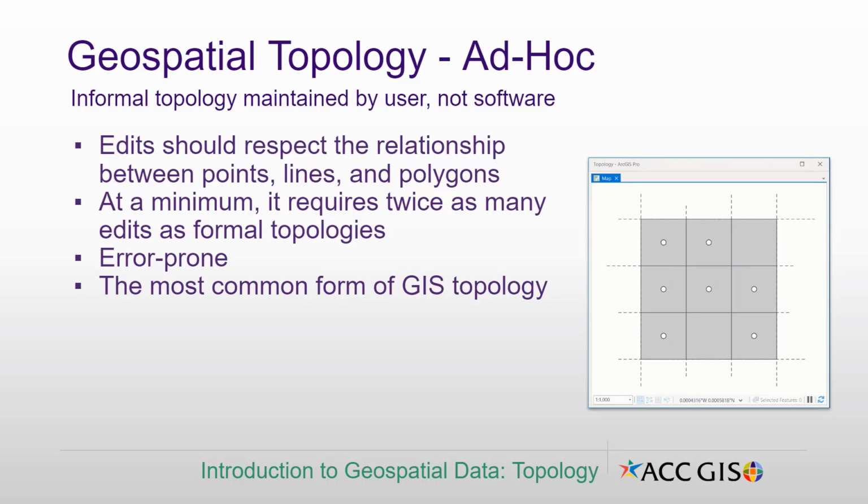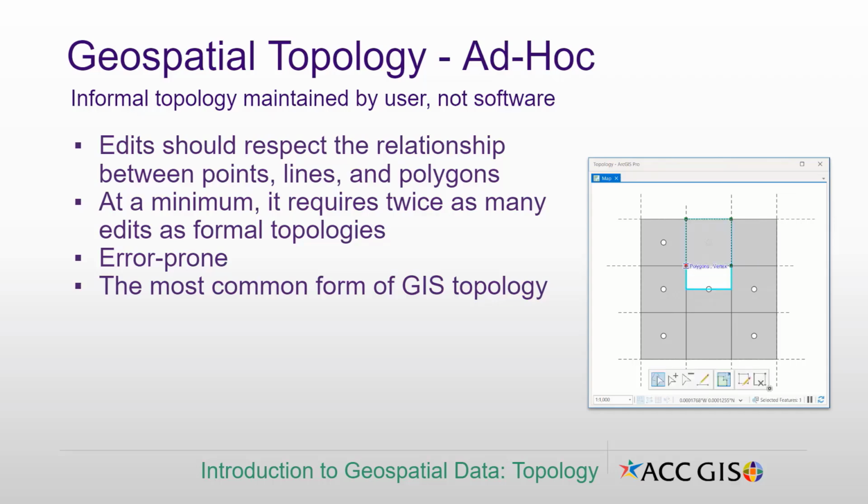Ad hoc topology is an informal topology maintained by the user, not the software. In ad hoc topology, the edits should respect the relationship between points, lines, and polygons, and it's only enforced by the user, not the software itself. The problem with this is that it can be really error prone. The user often makes mistakes, and that, of course, gets incorporated into the features that you're digitizing. It also requires twice as many edits as formal topologies.